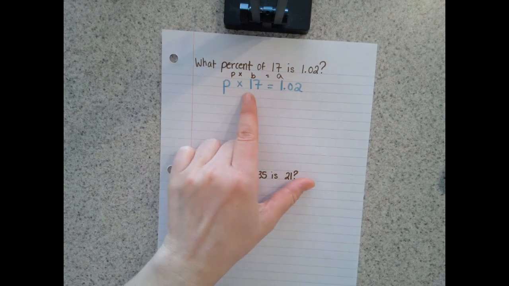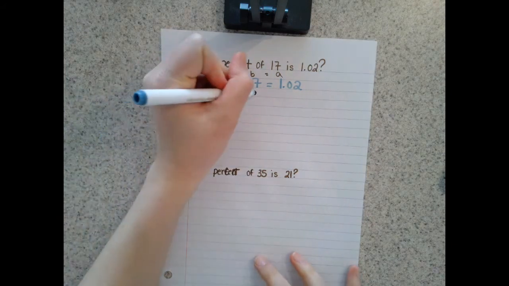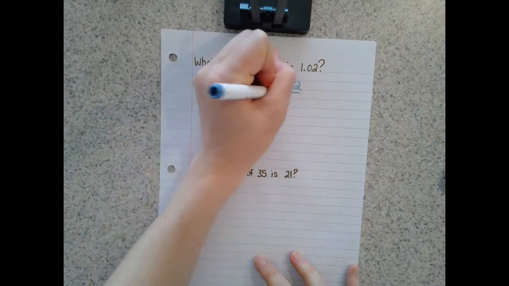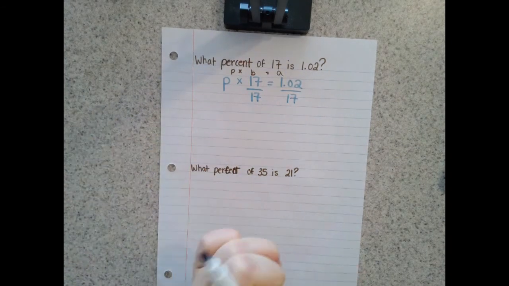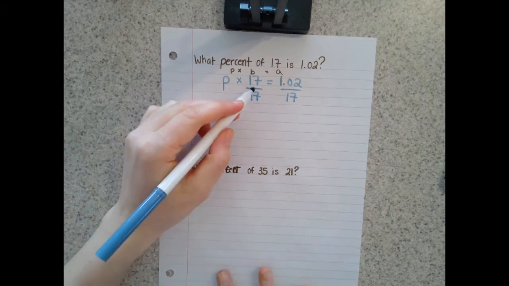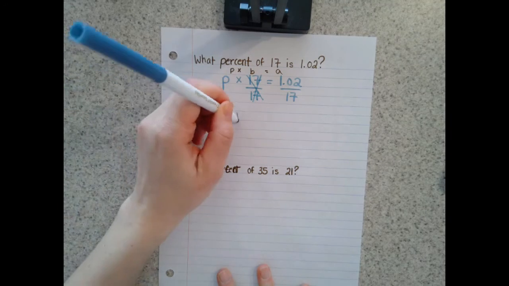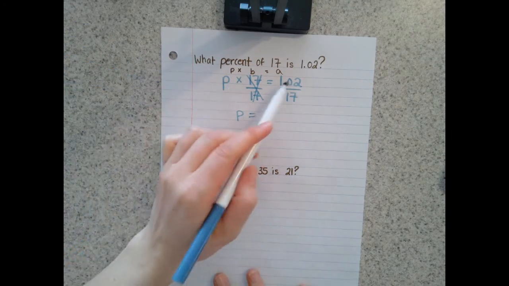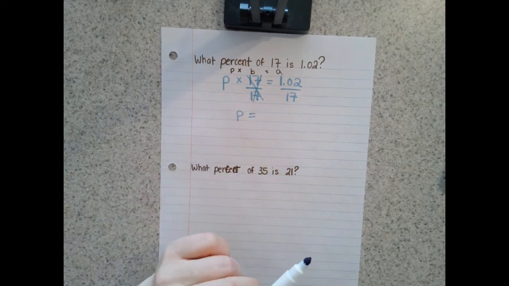How do you get rid of the times 17? Well, you do the opposite of multiplying. Divide by 17 on the left. You also have to divide by 17 on the right to keep the equation balanced. 17 divided by 17, those cancel. And now P is isolated on the left side. If we do this division, we'll have our answer. Okay, so let's do some division.